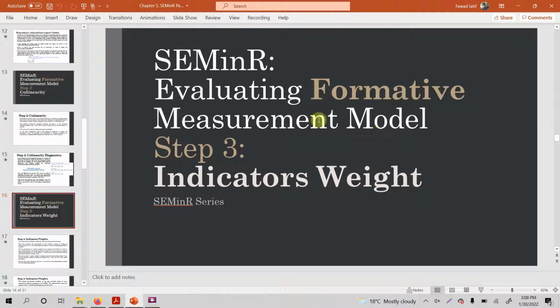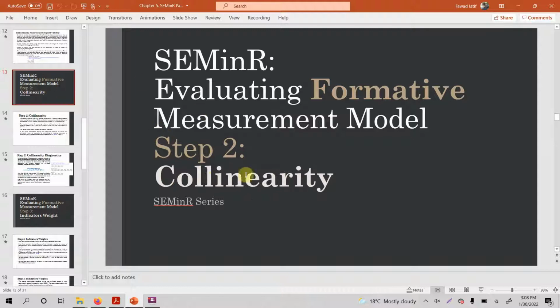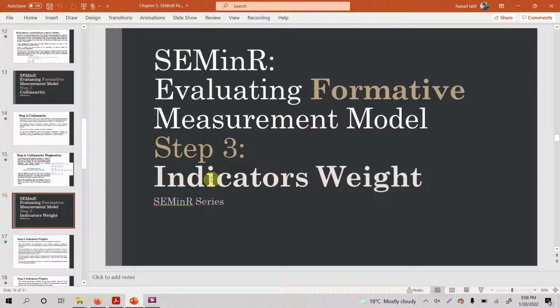Evaluating Formative Measurement Model, Step 3, Indicator Weights. In the last session, we assessed collinearity. In this session, we are going to assess indicator weights. Now, this is the last step in evaluating formative measurement model.